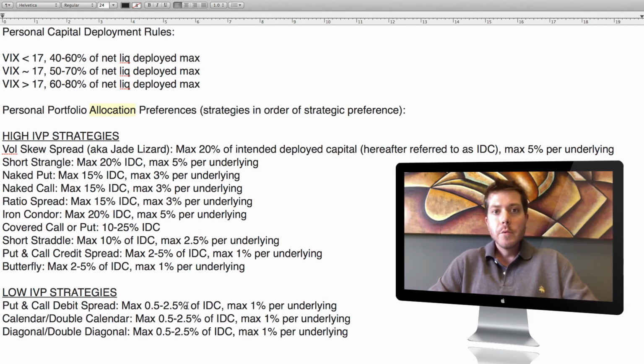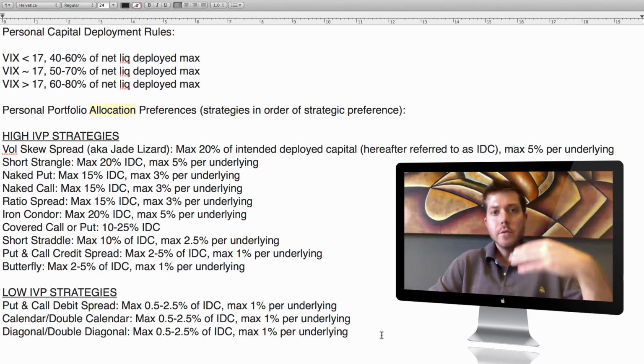So I'm doing them, but I'm doing them small in size, which is why I only have 10% of my capital deployed at 90% cash as of now. Hopefully that'll change very soon. So max is 0.5 to 2.5% of intended deployed capital, and then max 1% per underlying. Calendars and double calendars, same exact thing, and diagonals and double diagonals, same exact thing.